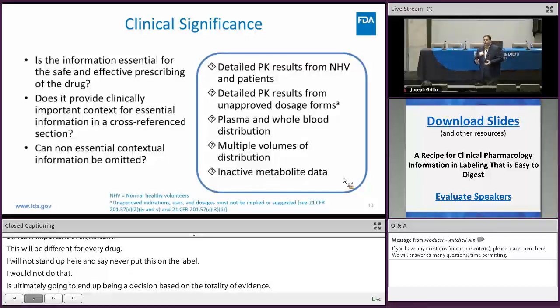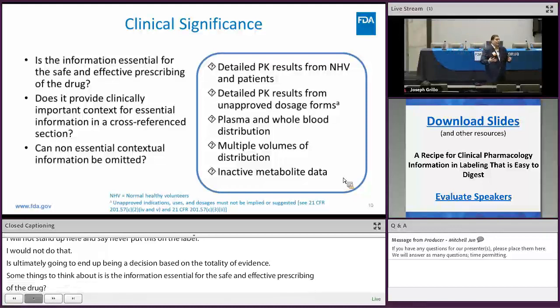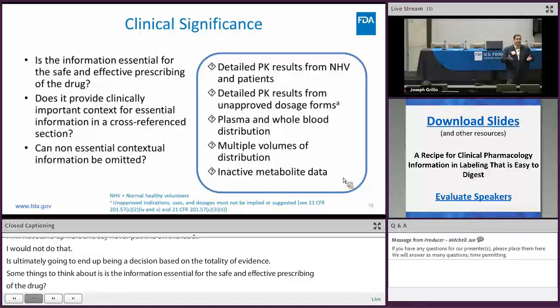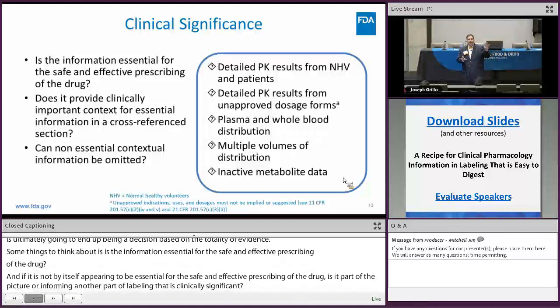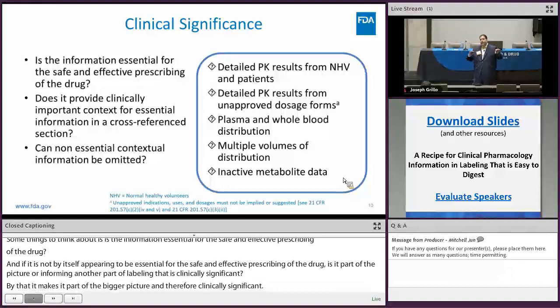Yes or no? Two, if it's not by itself appearing to be essential for the safe and effective prescribing of the drug, is it part of a picture? Is it informing another part of labeling that is clinically significant? So by that, it makes it part of the bigger picture and therefore clinically significant information. So we have in Section 7, this is a significant drug interaction, increased elevated concentrations resulting in increased bleeding. Section 12, the fact that we put that it's a 3-fold change based on the study is clinically significant when you put the whole package together, right?